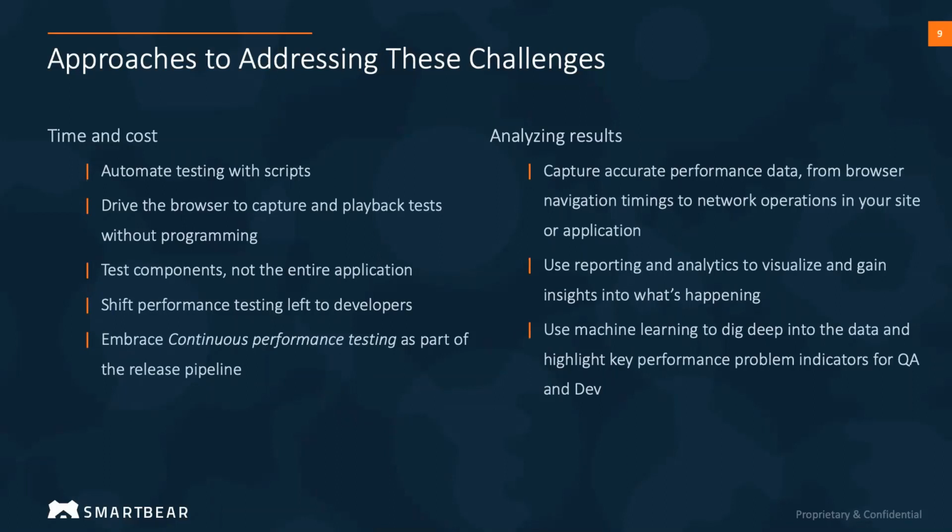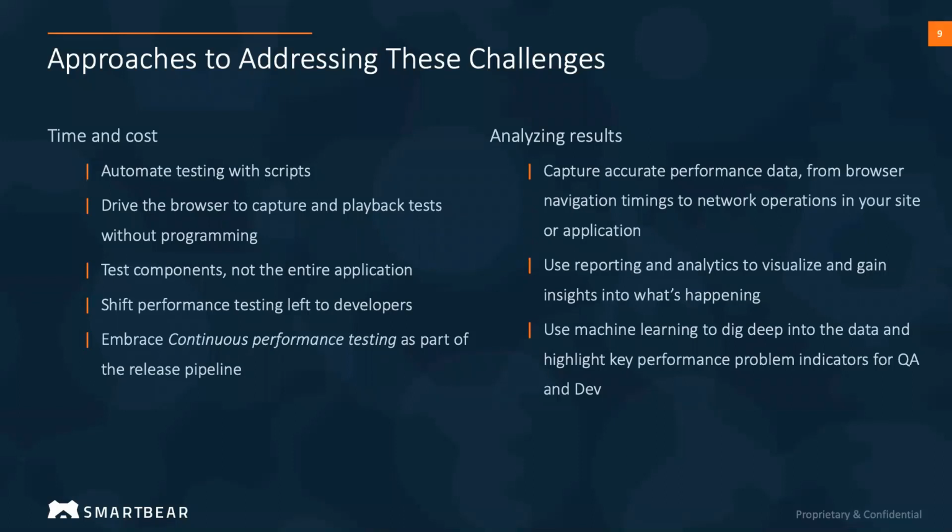So some of the approaches that we can use in addressing these challenges are shown here. On the time and cost side, I'll just move quickly through this because, again, it's not really the focus of our webinar today. But first, automation is crucial. Automating your performance tests with scripts is really necessary, and more to the point, doing it by driving the browser with capture and playback, as opposed to manual script programming, is a real advantage to driving rapid script creation and maintenance.